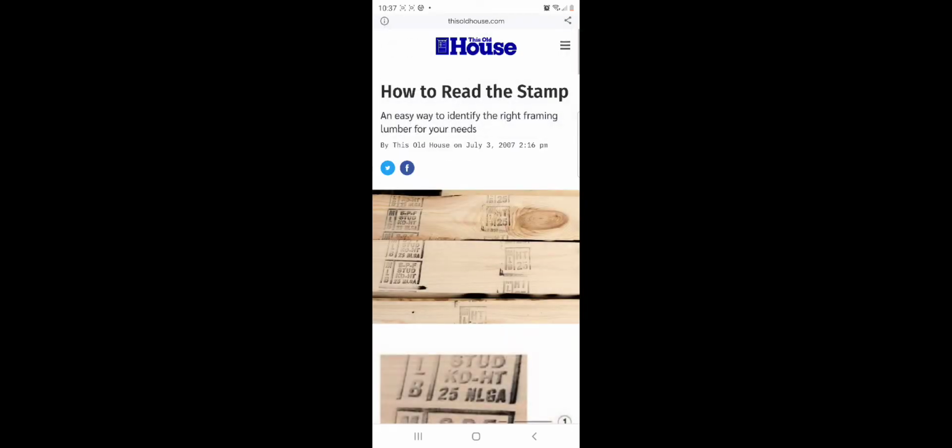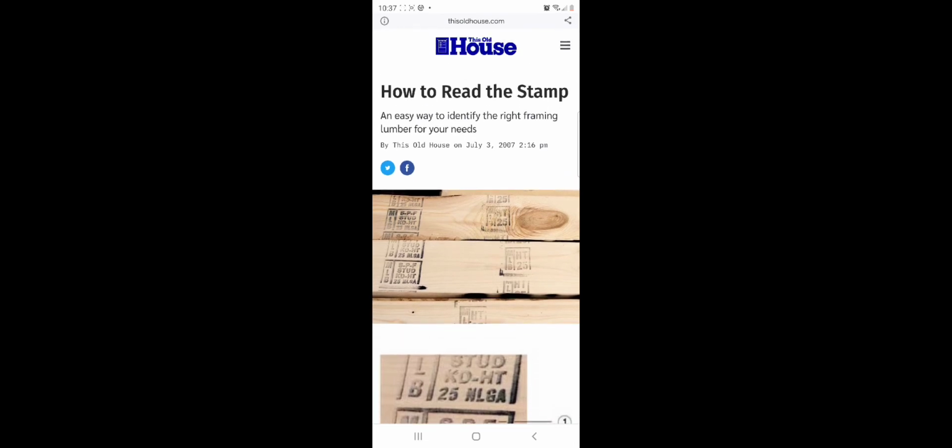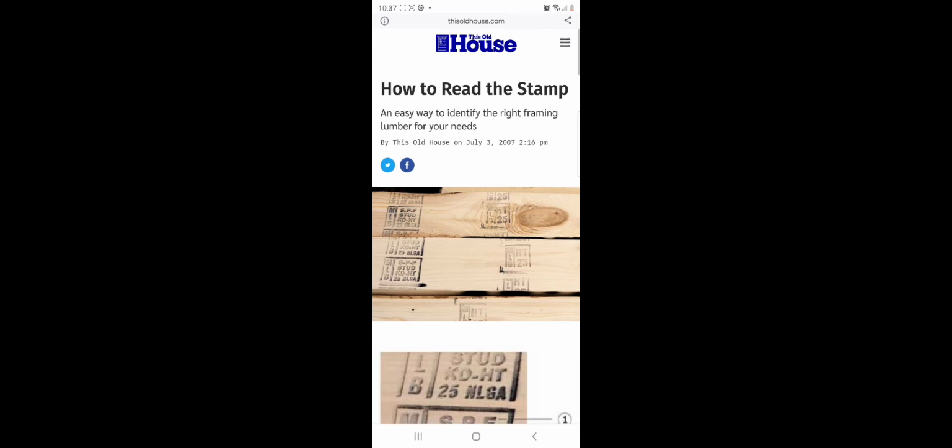So I found this little website. It says This Old House, and we're doing it together, as you can see. Now, again, today is March 7, 2022. And this website again is called This Old House, How to Read the Stamp, an easy way to identify the right framing lumber for your needs.